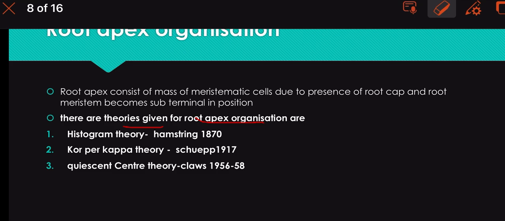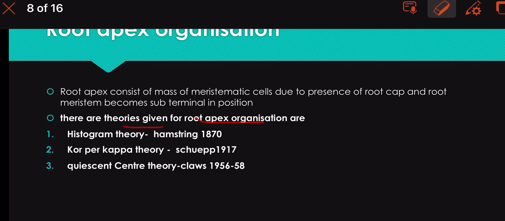Next is korper kappe theory, given by Schuepp in 1917. According to this theory, the cells in root apex divide in two planes called T divisions.